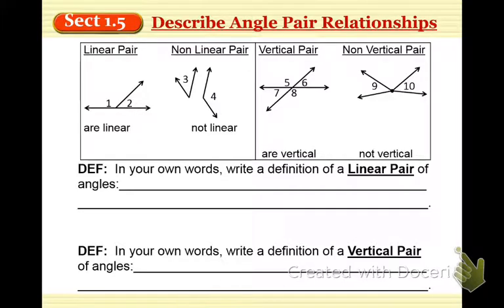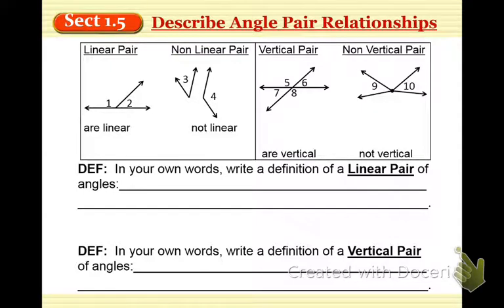Yes. There's like a line. I don't know how to word it, but okay. They form a line, right? Yeah. Adjacent angles that form a line. Good. I like that definition.